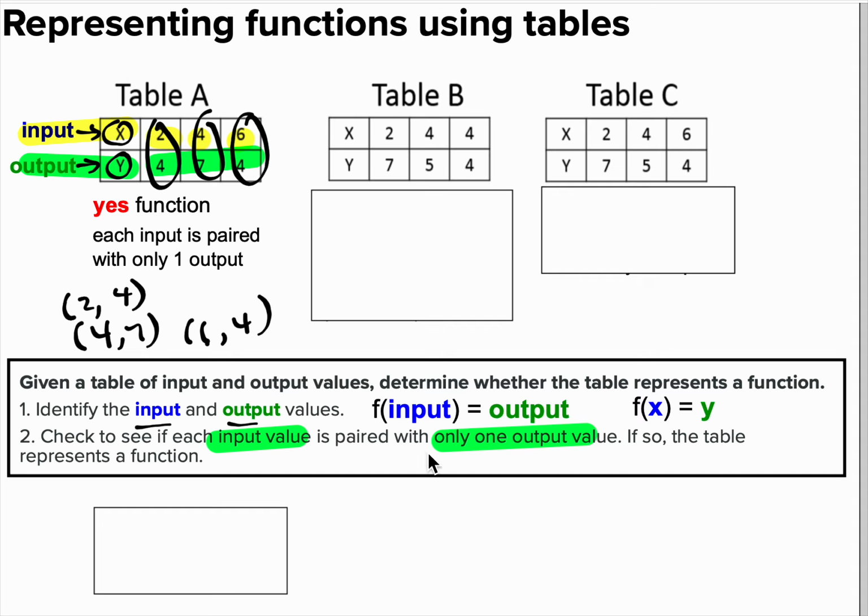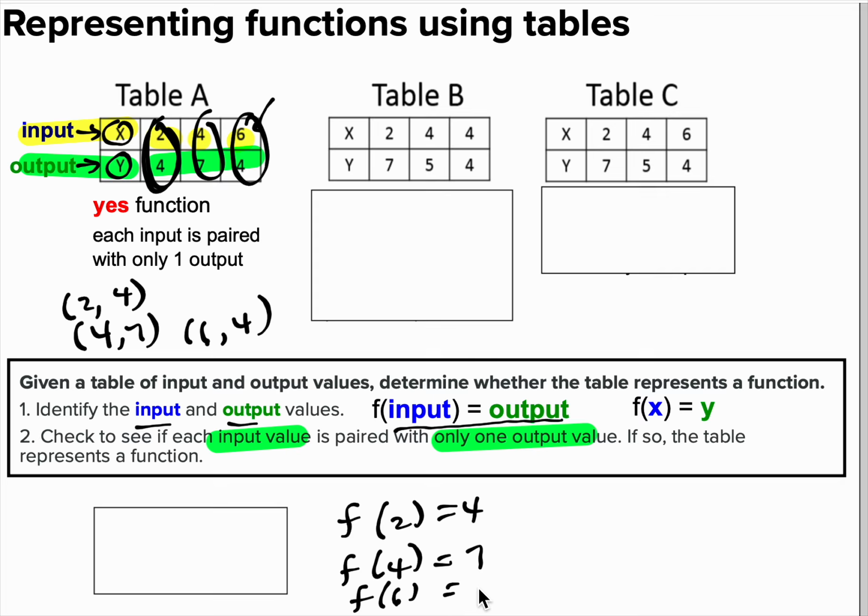I can also write that with function notation like we did before. So for this table 1, I can say that f of 2 is equal to 4. That's this point here. I can say f of 4 is equal to 7. And then in my last one, I can say f of 6 is equal to 4. So I input 2, I output 4, etc. Each input has a unique output, so this is a function.